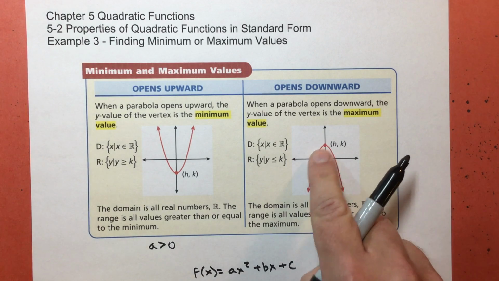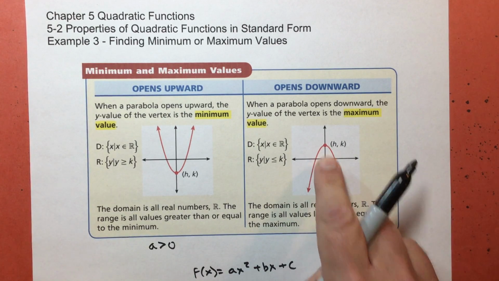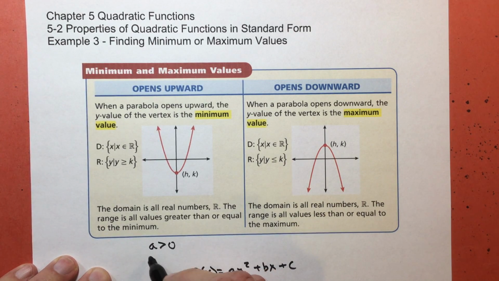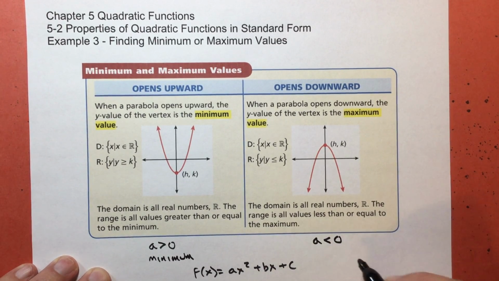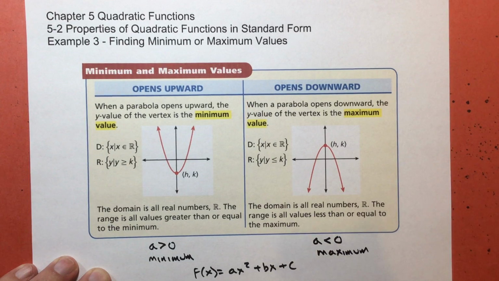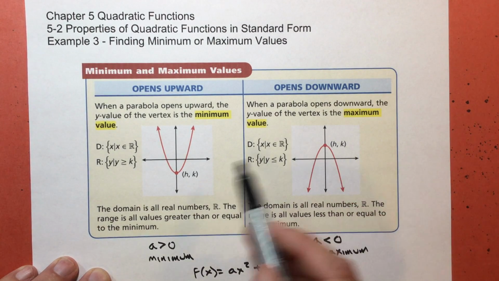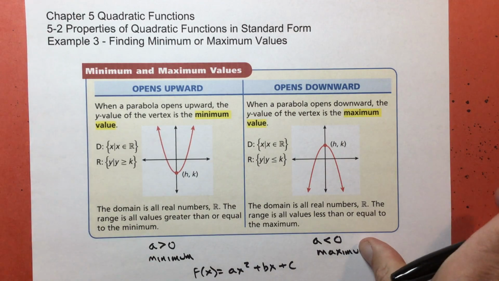If the a is negative, it opens downwards and I have a maximum. So how do I figure out where it is? It's whatever the k value is. So if it opens upwards, you have a minimum. And if it opens downwards where a is negative, you have a maximum. But either way, it's always k, which is the value of the function. Okay, so let's do an example so that'll make a little bit more sense.